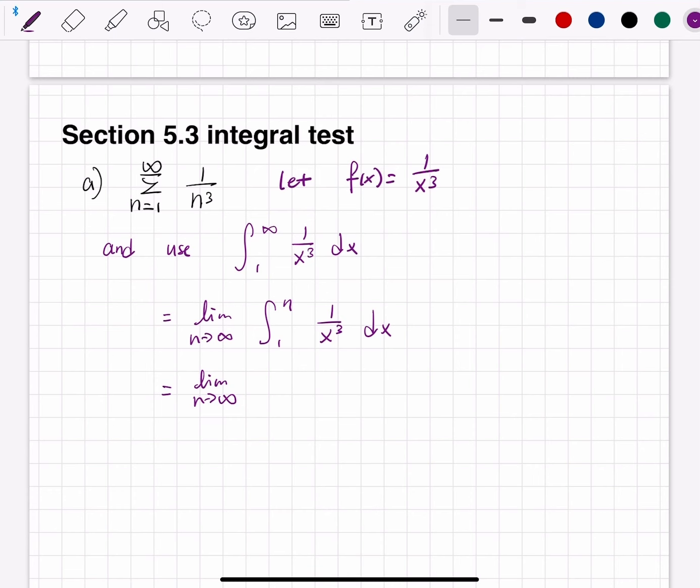So we still have the limit as n goes to infinity. The antiderivative of 1 over x cubed, or x to the negative third power, is negative 1 over 2x squared, and we're going to evaluate it from 1 to n. Before taking the limit, let's evaluate it. We got negative 1 over 2n squared, minus a negative, plus 1 over 2 times 1 squared, which is just 1/2. And then we can take the limit.